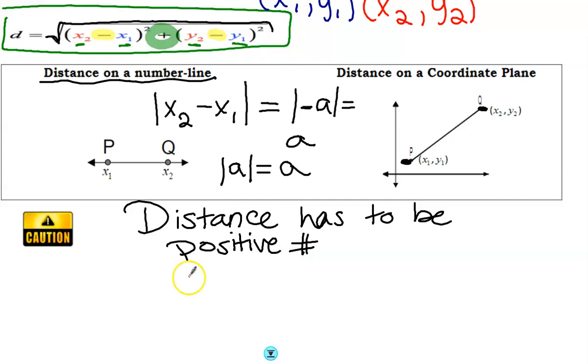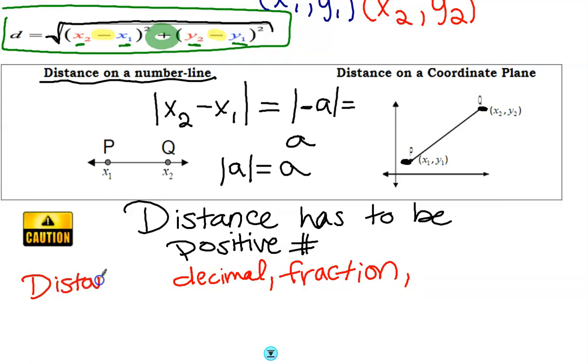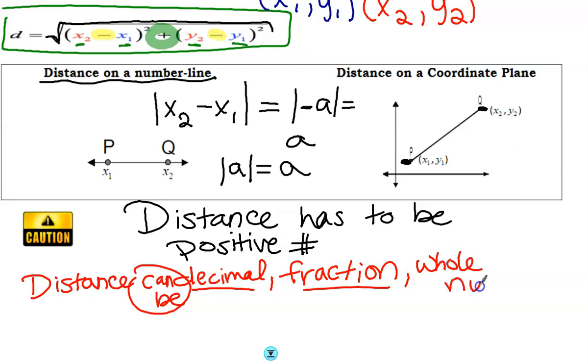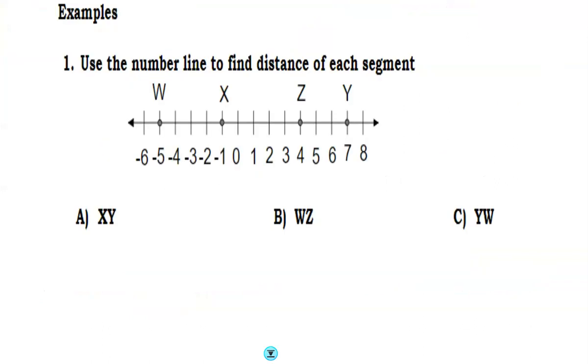Can distance be a decimal? Yes. Can distance be a fraction? Yes, I can go half a mile, okay? Distance can be a decimal or a fraction. Good. Or a whole number, okay? Just cannot be negative. All right.